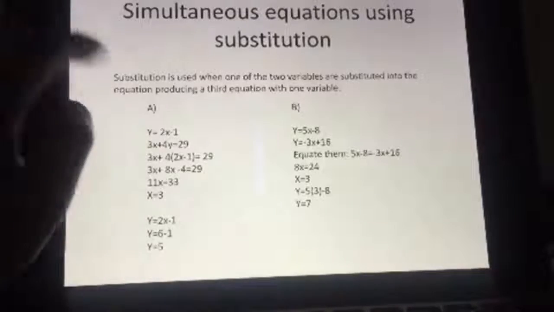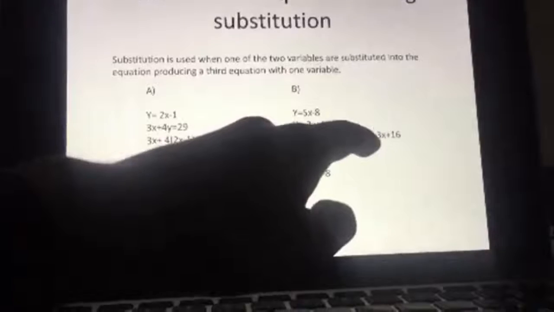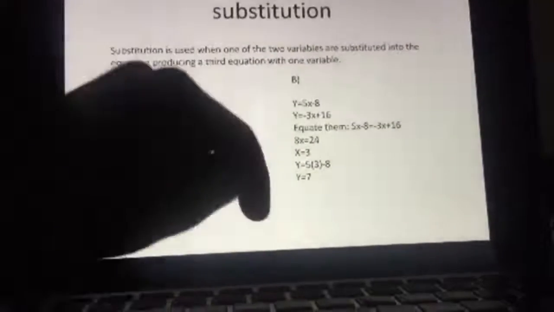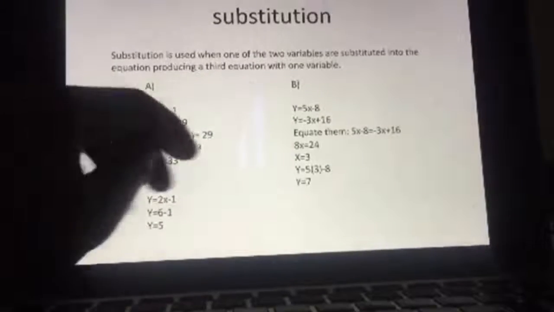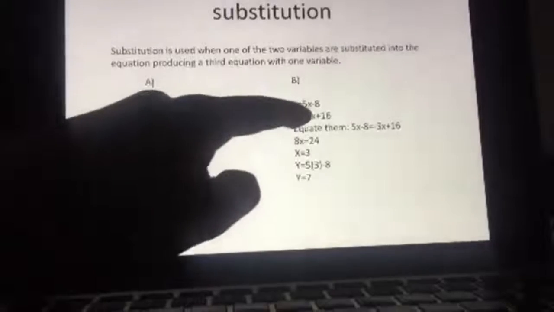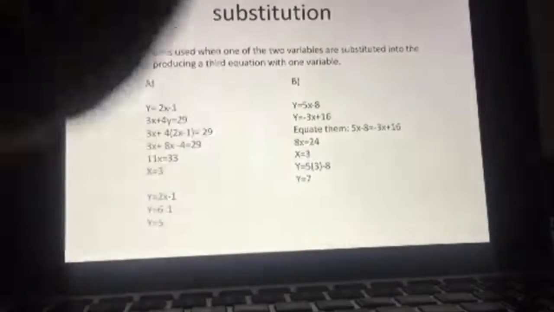That is further simplified to 8x plus 24. As we know, we take the negative 8 to this side and our negative 3 to this side, both becoming positive. So it's 8x is equal to 24. Once divided, x is equal to 3. Then you substitute the 3 into this first equation or this equation, whatever you prefer, and you will get the answer of 7.